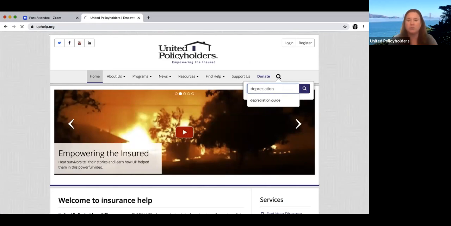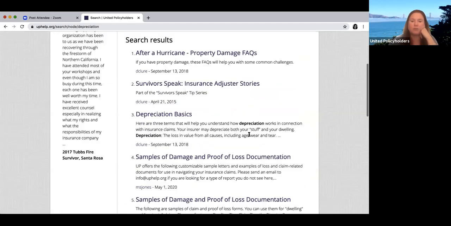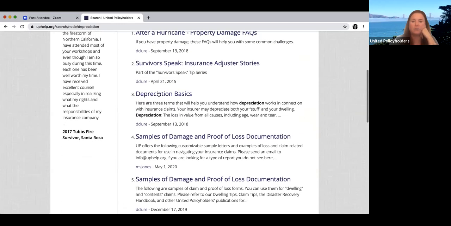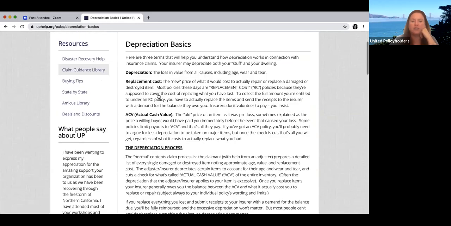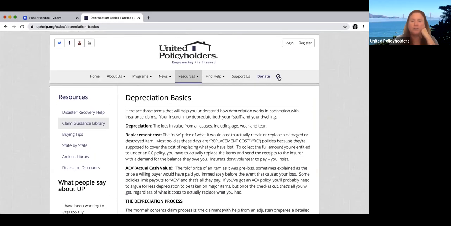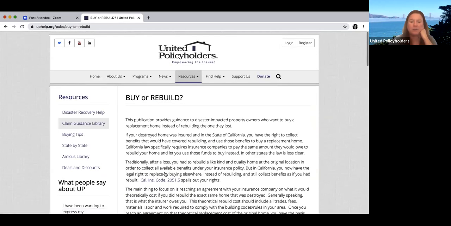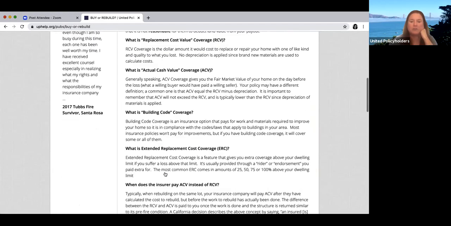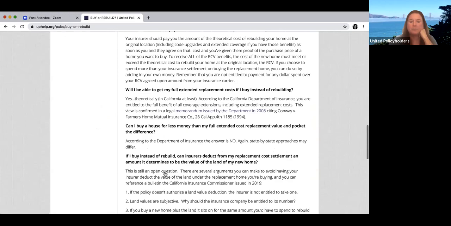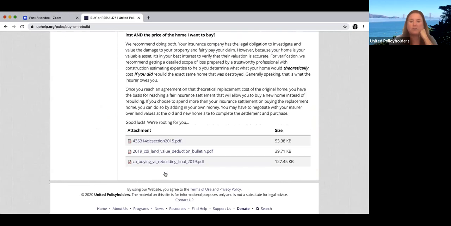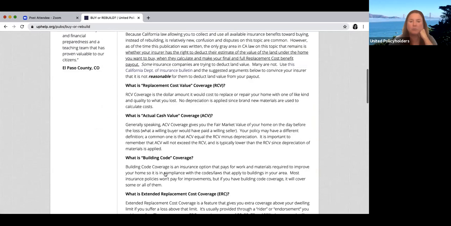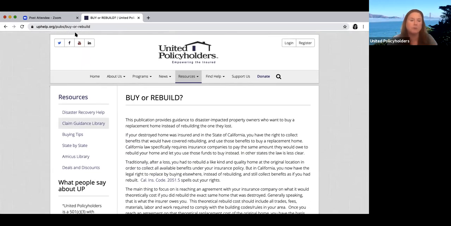Depreciation guides aren't really a thing anymore. Sometimes you have to scroll down a little bit, but then we have things on depreciation that'll explain all this. A really good one, if you want to go through, is buy or rebuild. Everything that I talked about today is here on buy or rebuild, and it talks a lot about this. So those are really good resources. If you have problems finding something, email info@uphelp.org. Carolyn's really good at pointing people along those lines.